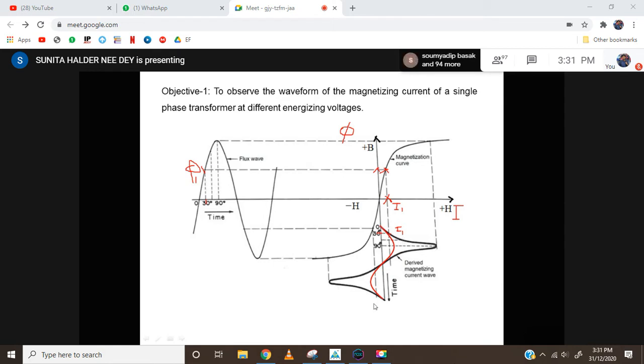And generally, the transformer is designed such that at rated voltage, the operating point on the magnetization curve is near to the knee point. So in that case, near the rated voltage also, the magnetization current will be to some extent peaky or deformed in nature, because it is very near to the saturation zone.